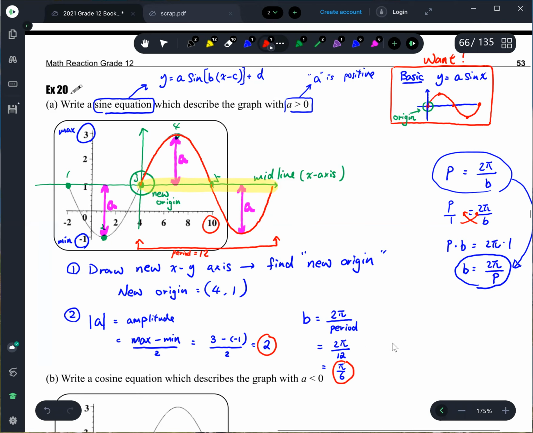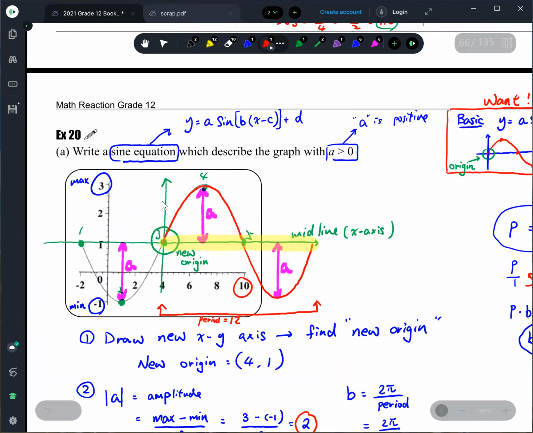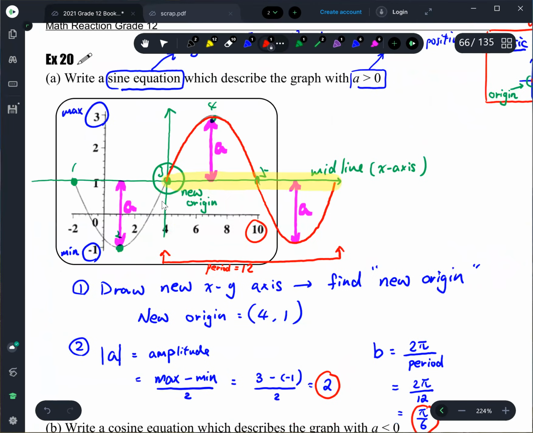So we found out A and B. We still need C and D. C and D are about phase shift and vertical displacement. All you need to do is look at the new origin. It used to be 0, 0. Now the whole graph has been moved to the right by 4, up by 1. You look at the new origin. So your C, D is your new origin. This 4 is C. This 1 is your D.